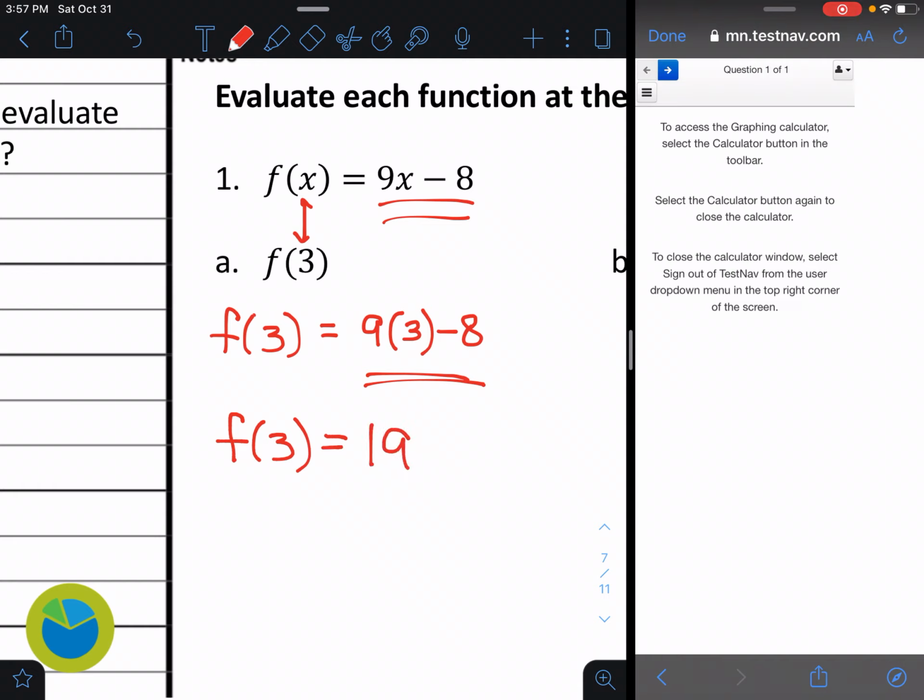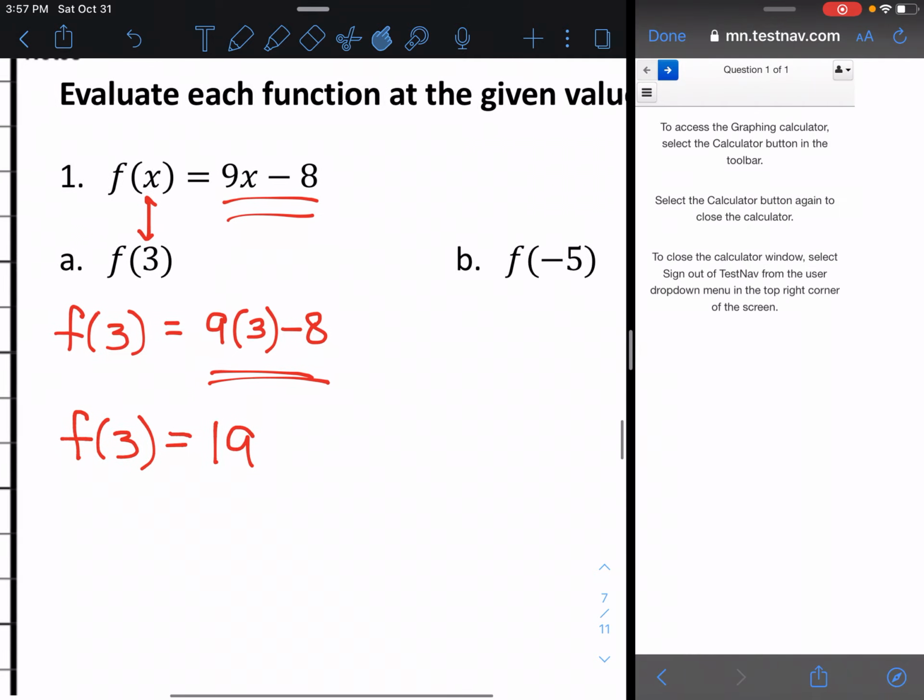Now here's the second reason why function notation is beneficial. Now I know what I put in, my input, and I also know what I got out. So I know x was 3, and my output 19 is my other part. So those are my two values. If you were to write an ordered pair, that would be (3, 19). So that's the second benefit of function notation.